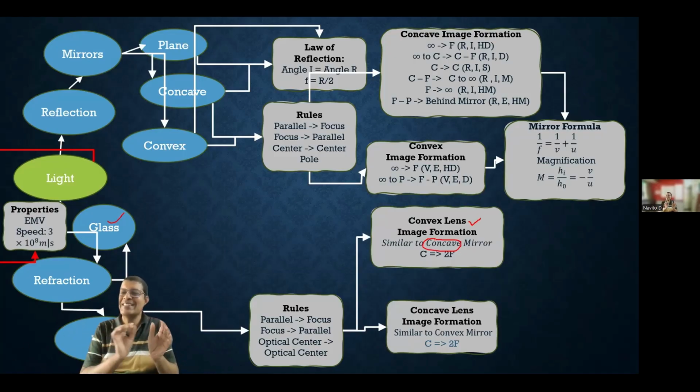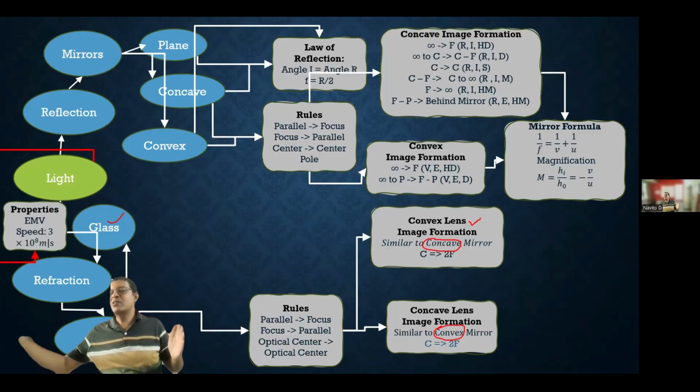You have to imagine it as the center of the sphere. Okay. For concave lens, it is similar to convex mirror. Those are the rules, very similar rules. In case of a mirror, the image will form due to reflection. It will come on the same side. And due to refraction, the image will come on the other side of the object.